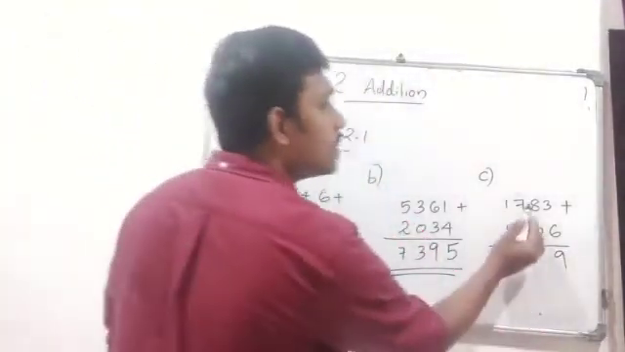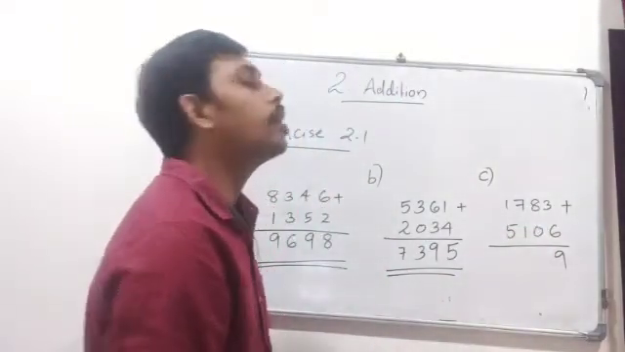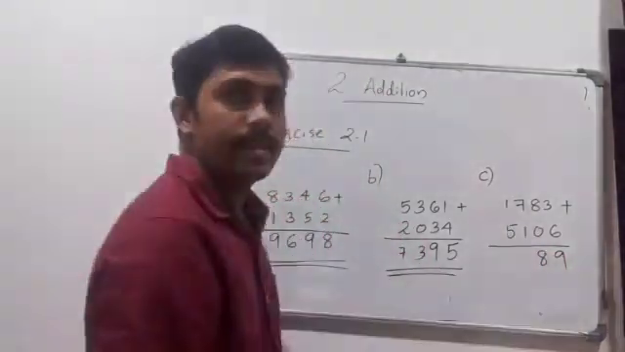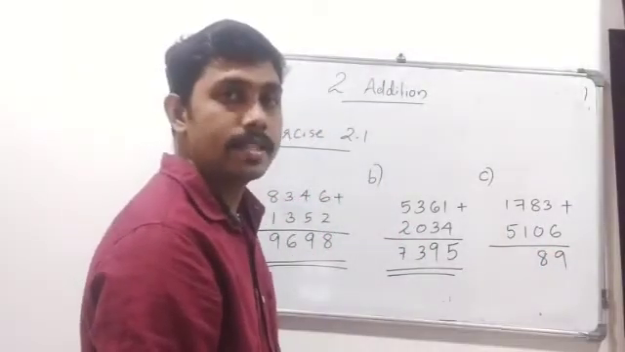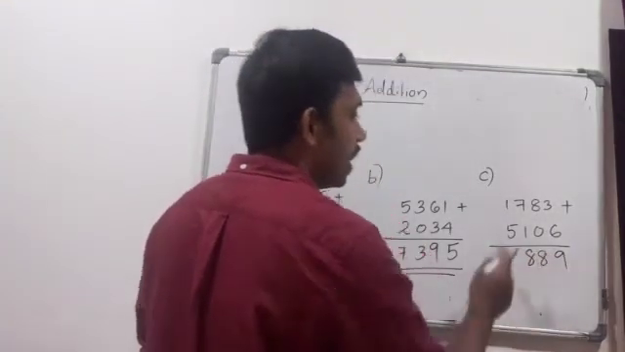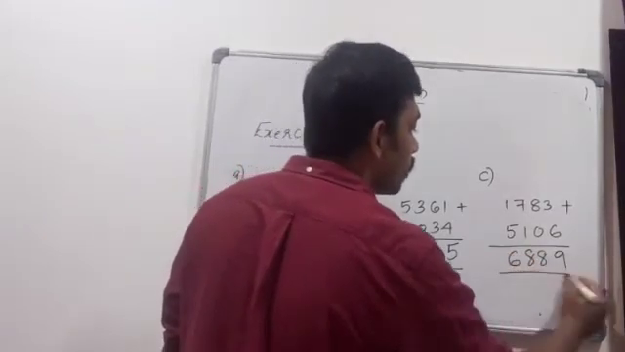And then 8 plus 0. What is the answer? 8 plus 0 is 8. And then 7 plus 1. 7 plus 1 is also 8. And again 1 plus 5. The answer is 6. Okay.